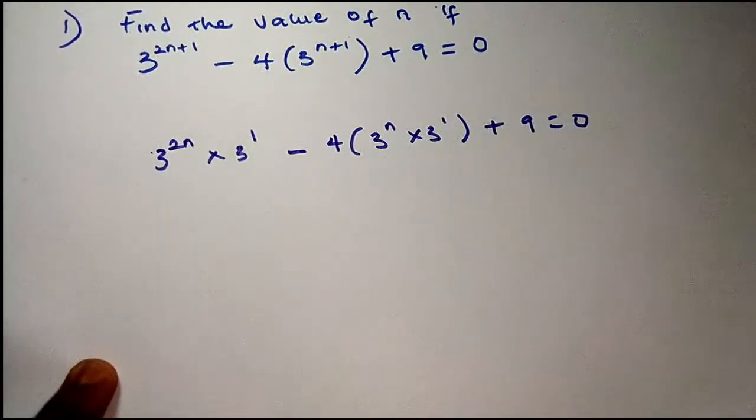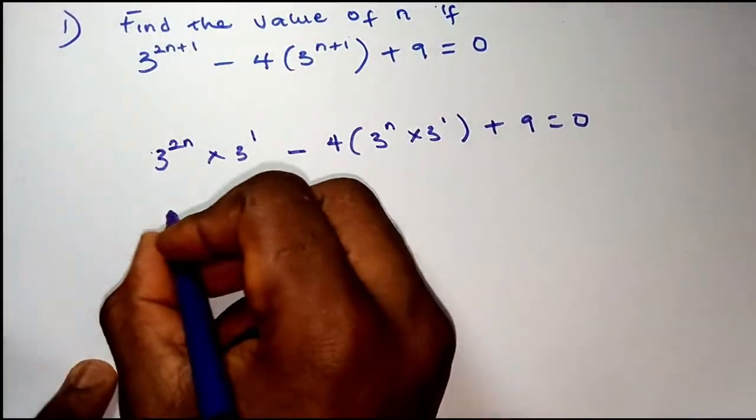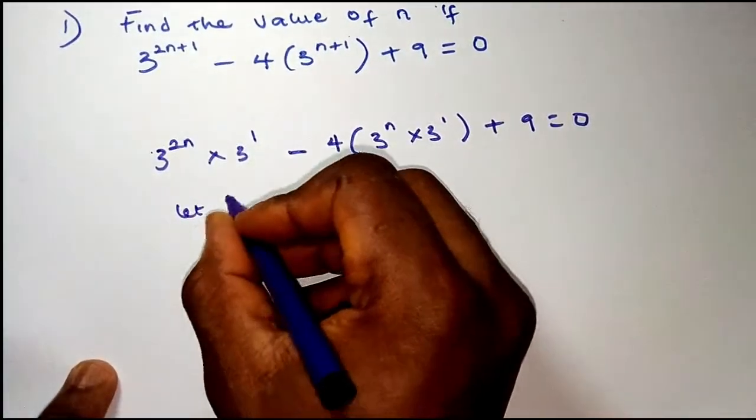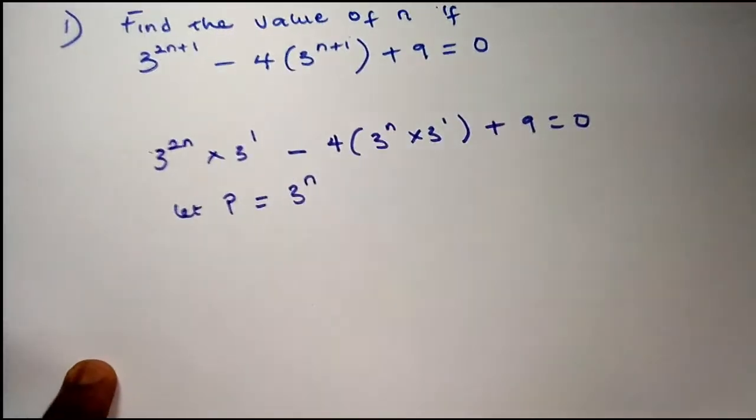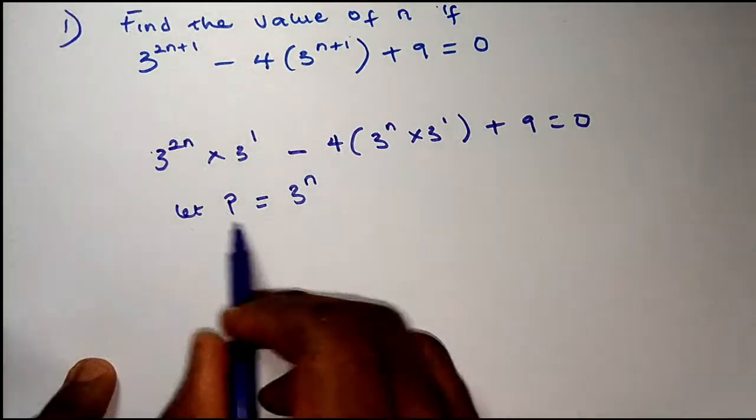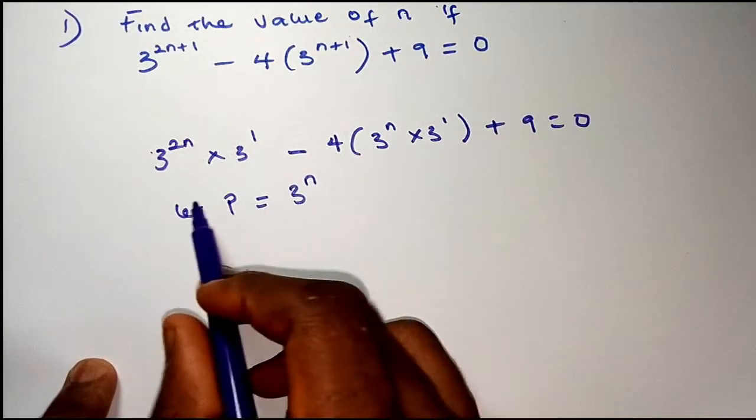we're going to say let p be 3 raised to the power n. Notice that if we do this, we'll be able to get a quadratic expression. So that's our major aim, just to get a quadratic expression. So now let's put that into the question. Anywhere we see 3 raised to the power n, we put p.